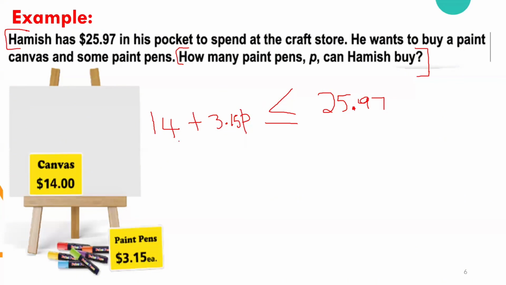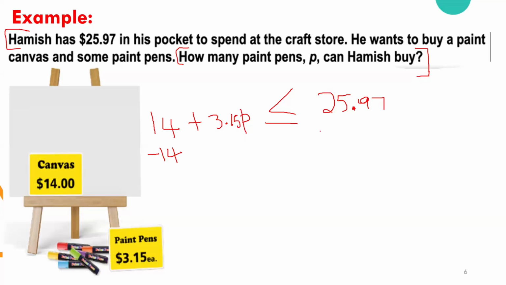All right, so here we have 14 plus 3.15p less than or equal to $25.97. In solving this, the first thing we do is get rid of the constant, because remember, the goal is to solve for p. We need the variable by itself, so we need to get rid of the 14, and we also need to get rid of the 3.15. So we always start with the constant first. We do the opposite using inverse operation, opposite of what is happening to the 14. The 14 is positive, so we use negative to get rid of it.